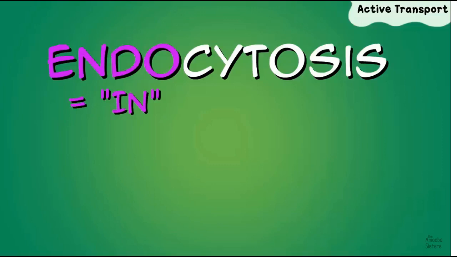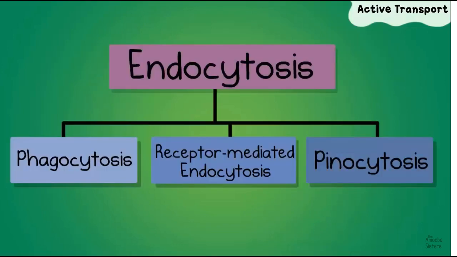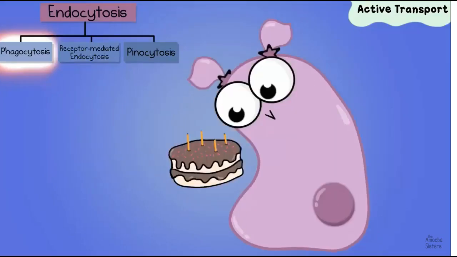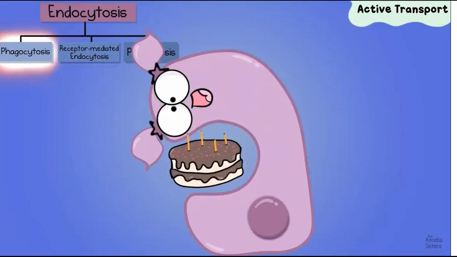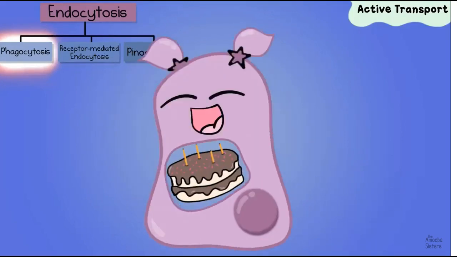Think endo for in. Often this fusing of substances within the cell membrane will form vesicles that can be taken inside the cell. Endocytosis is kind of a general term. There are different types of endocytosis depending on how that cell is bringing substances inside. Amoebas, for example, rely on a form of endocytosis.